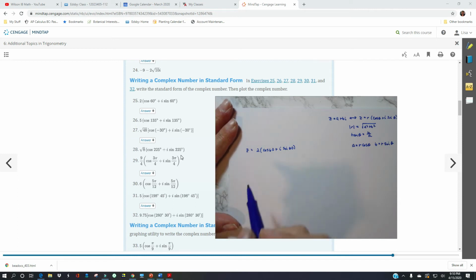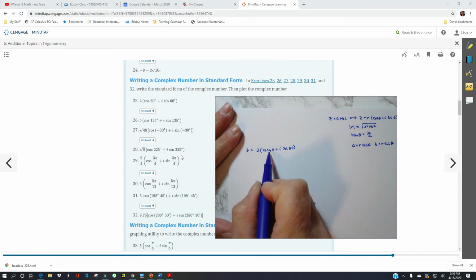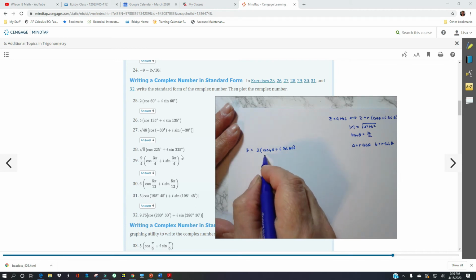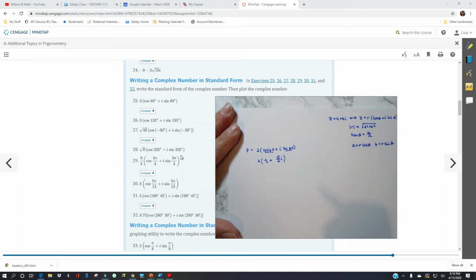All right, so anyway, let's convert this thing, okay? I know what my r is. Now look, if you have something like this, and you have a very familiar angle, the cosine of 60, we know what the cosine of 60 degrees is, right? It's 1/2. You can write this as 2 times 1/2 plus, what's the sine of 60? Well, that's root 3 over 2 times i, right? You see what I'm doing? I'm just moving the i to the other side.